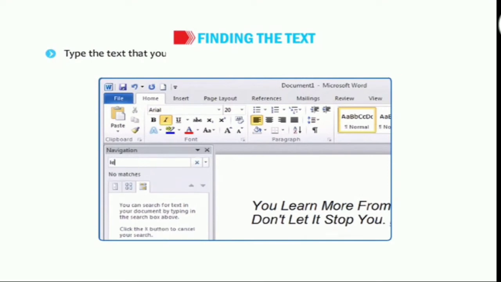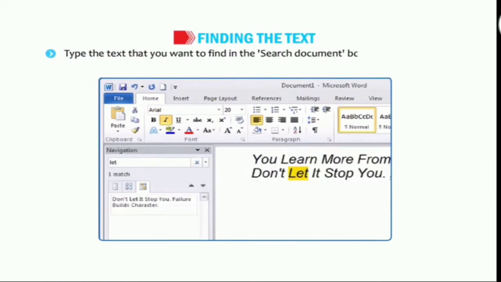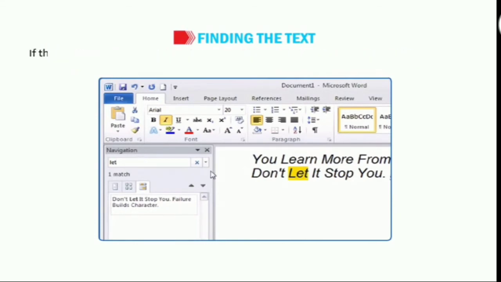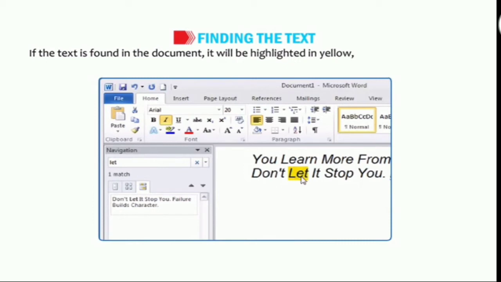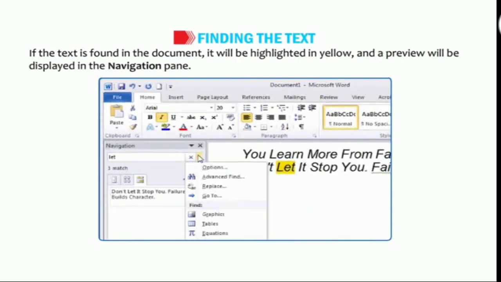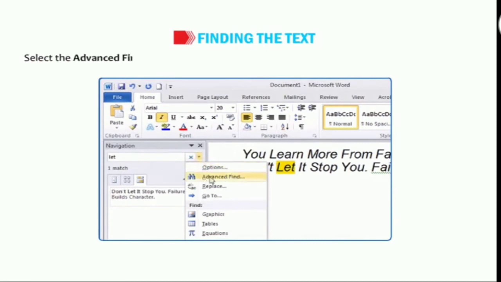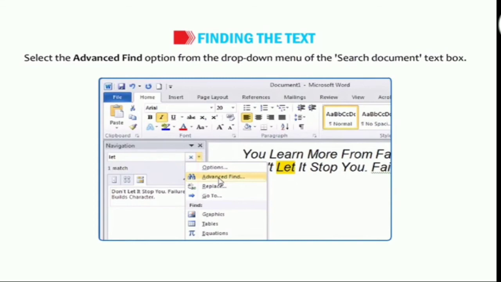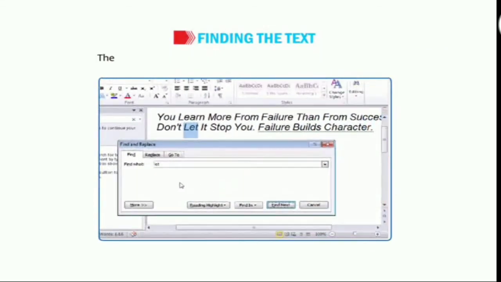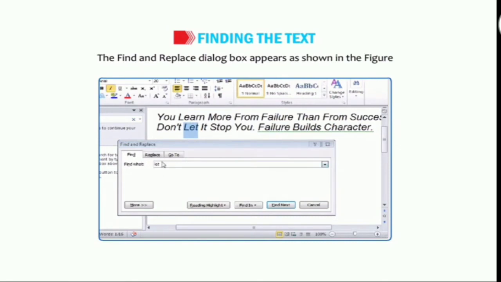Type the text that you want to find in the Search document box at the top of the navigation pane. If the text is found in the document, it will be highlighted in yellow and a preview will be displayed in the navigation pane. Or select the Advanced Find option from the drop-down menu of the Search document text box. The Find and Replace dialog box appears as shown in the figure.